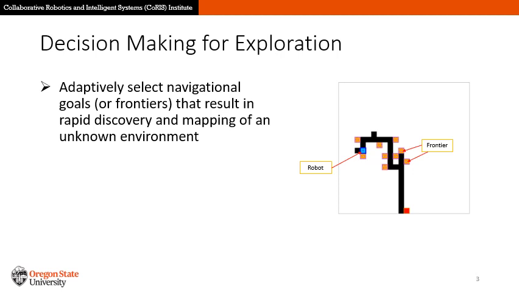Figure in the right shows a robot exploring an unknown environment. A frontier is defined as the boundary between known and unknown regions. In this scenario, the robot has to keep making decisions about which frontier to navigate in order to explore the environment efficiently.